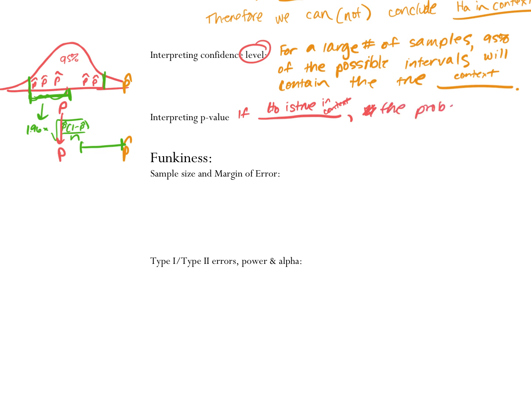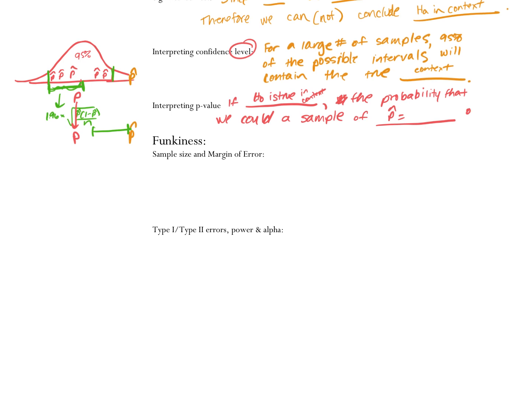All right, so if that null hypothesis is true, the probability that we could get a sample of, and then this is going to be blank, like p hat equals whatever, or more extreme, is blank. And that's what you would fill in with your p-value.